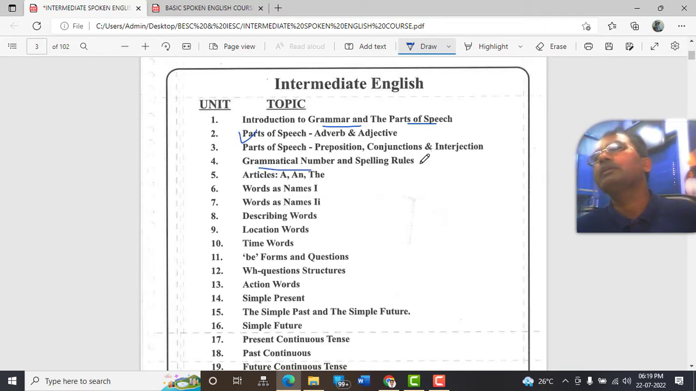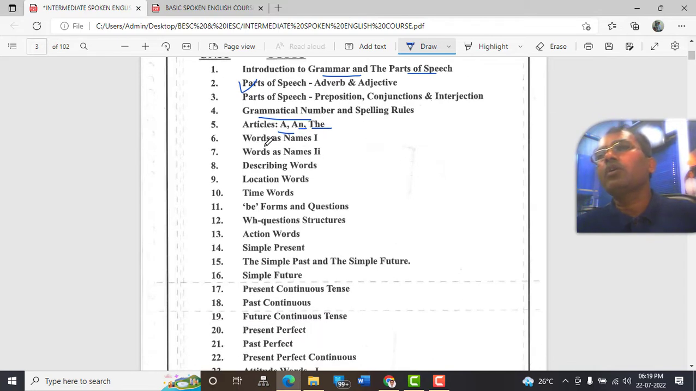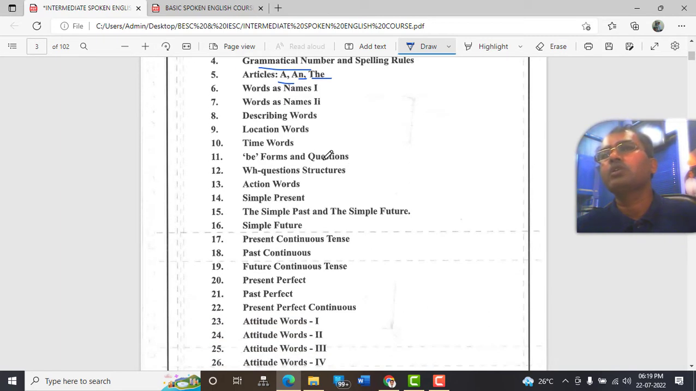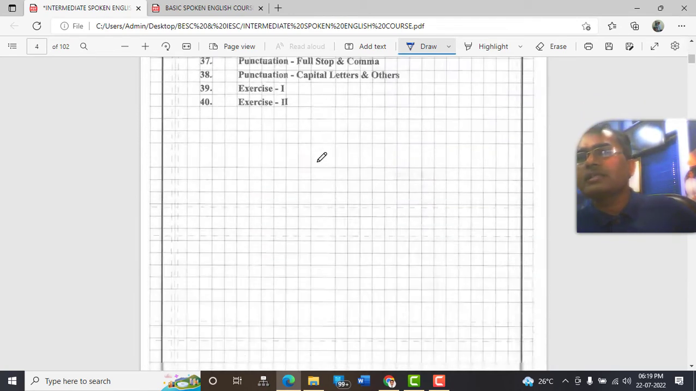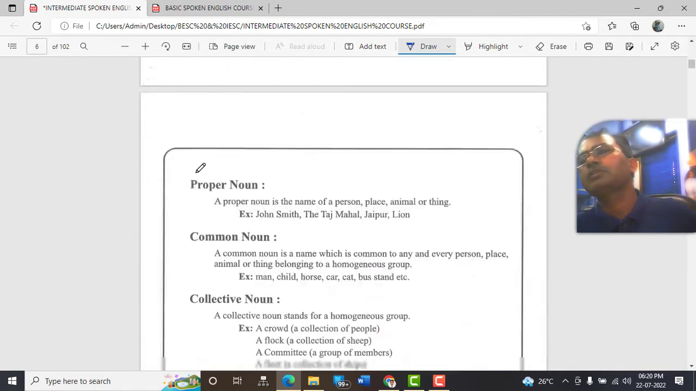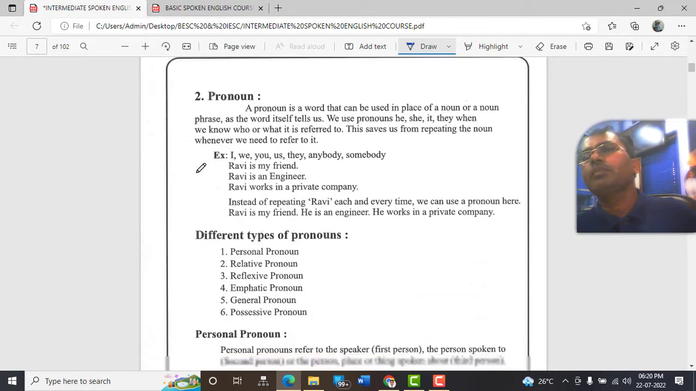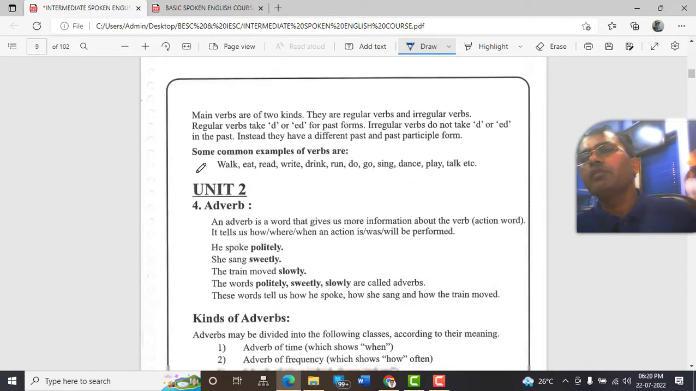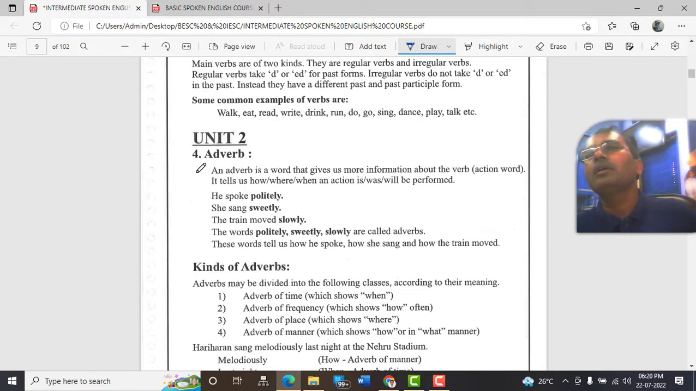Then we'll go for grammatical numbers and spellings. We'll talk about articles, where a is used, where an is used, where the is used, and we talk about words as names starting with I, capital I and small I, and we'll start describing words location. Now what exactly will we be covering in lesson 1? Lesson 1 will talk about 8 parts of speech. We'll be going into detail about all these parts of speech.